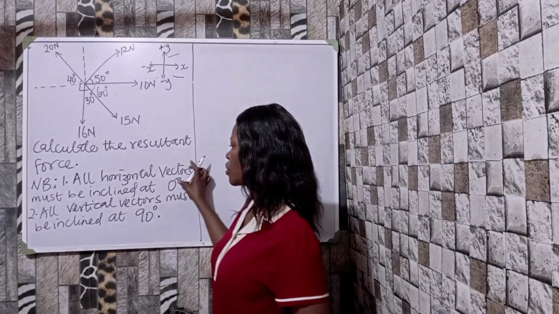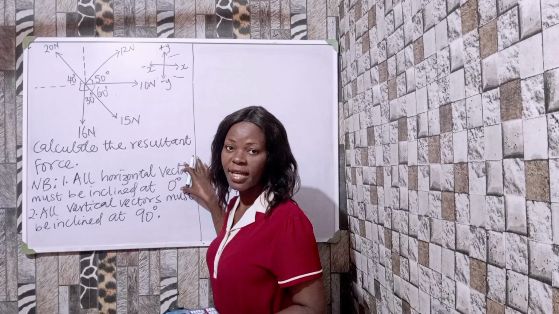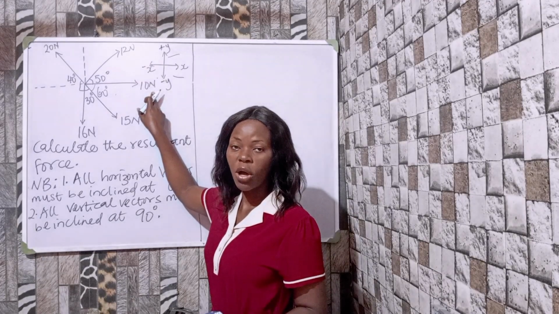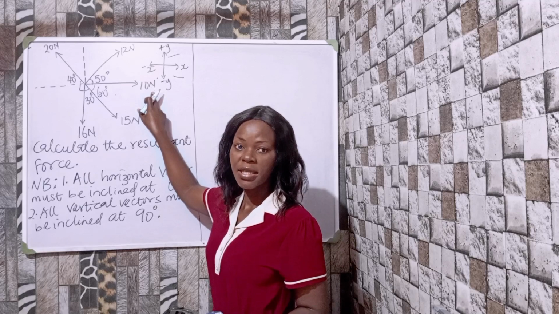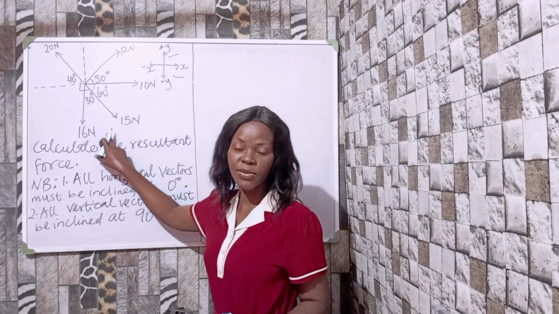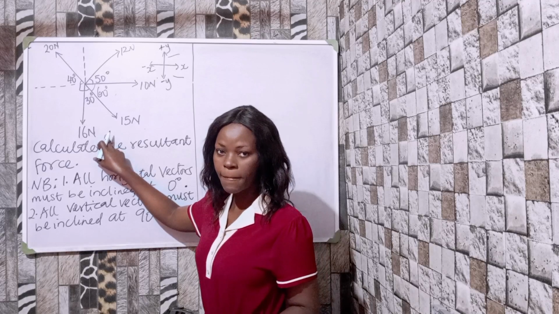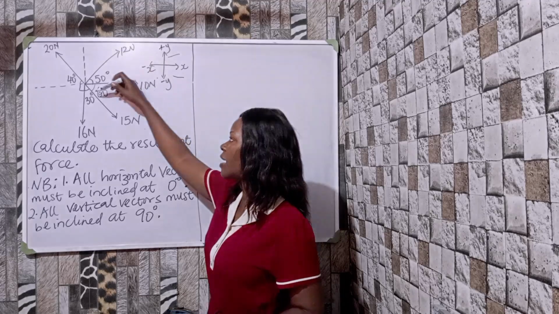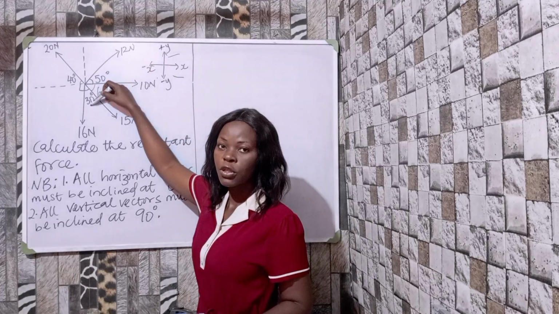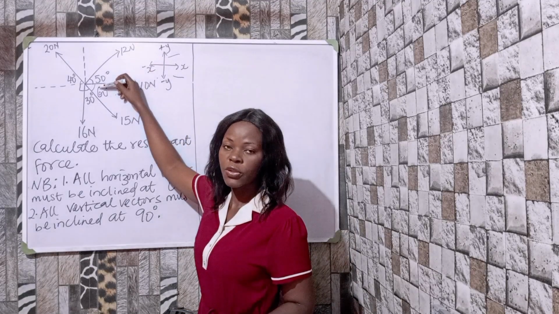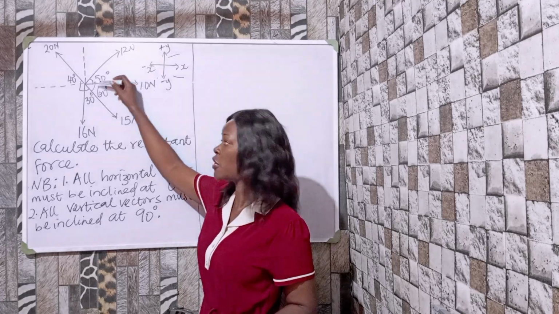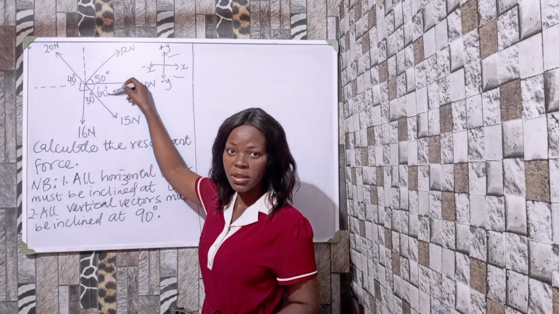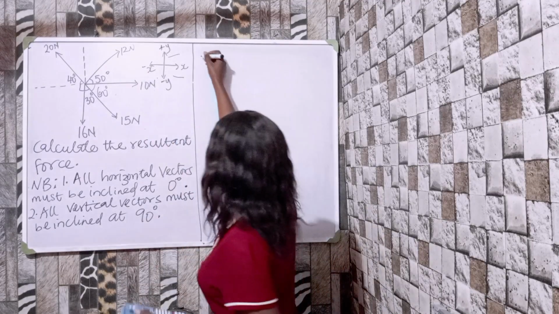Then also remember what I told you, that all horizontal vectors are inclined at 0 degrees. That is, 10 is inclined at 0 degrees. And all vertical vectors are inclined at 90 degrees. That is, 16 is inclined at 90 degrees. Is that okay? And all angles must be inclined to the horizontal. What do I mean by that? If the angle given is touching the vertical, the one we need is the one touching the horizontal. So we are going to use 90 to subtract to get this one. Is that okay? So let's go.